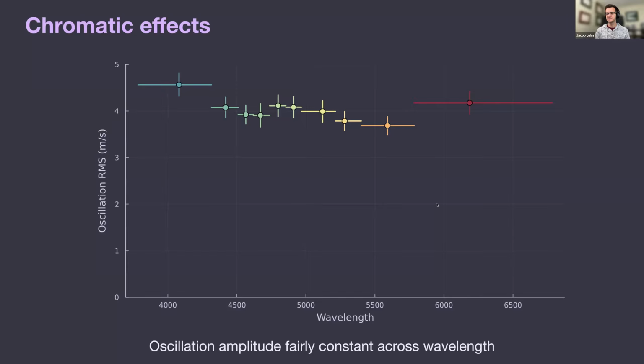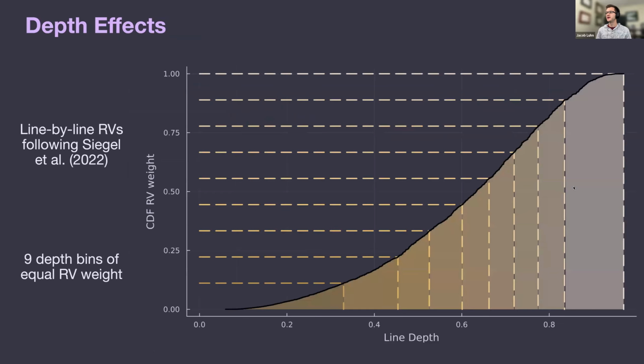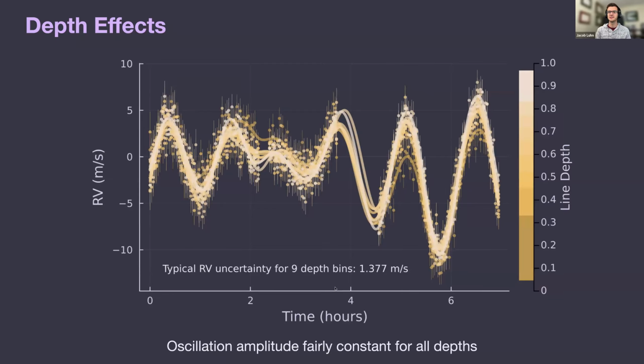We can run the same sort of analysis for an additional metric, the line depth metric. So we'll be seeing very similar plots to ones I just showed, but now thinking about the depth of each line rather than the wavelength of each line. And so again, running through the same binning process where we bin with equal RV weighting. The time series is here for each of these line depth bins. And a similar story. We see that the oscillation amplitudes are fairly consistent for all of our line depths.